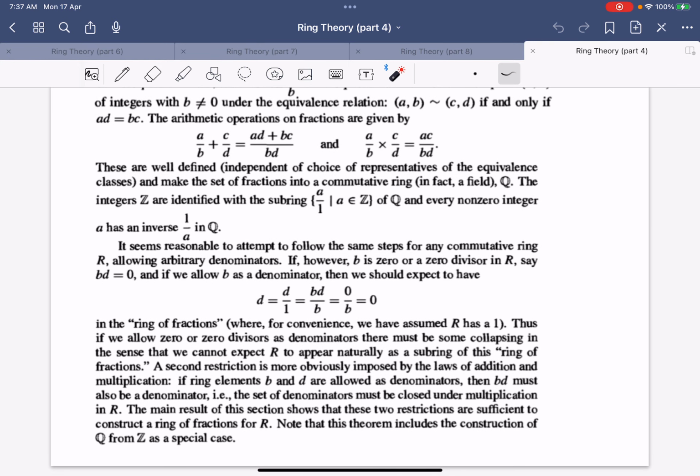And so it's reasonable to do the same steps to create this for an arbitrary commutative ring. But if you take an arbitrary commutative ring, then you run into what happens if B has a zero divisor and so on. And then it takes a little bit more effort to work out these details, which we'll go into in a short while. But you realize that it won't be a field anymore, but instead only a ring.